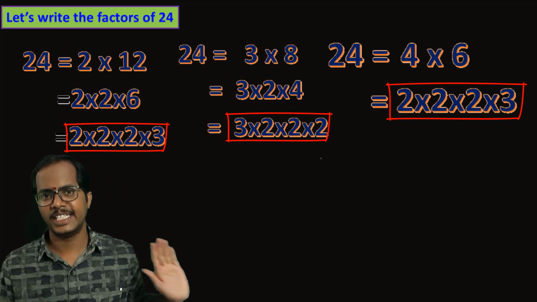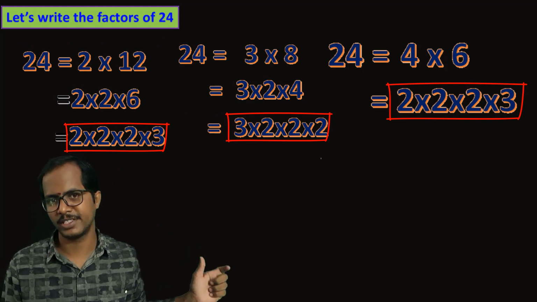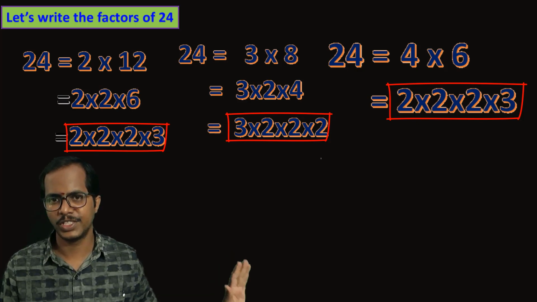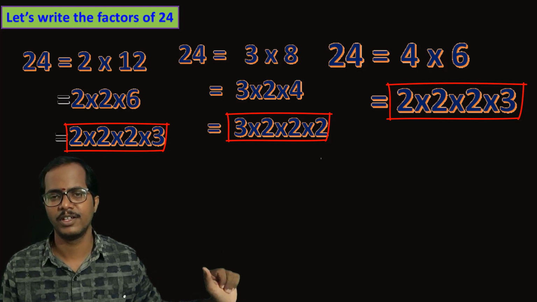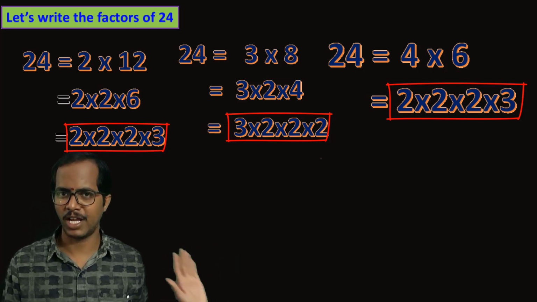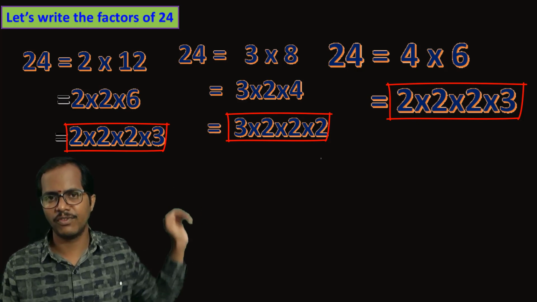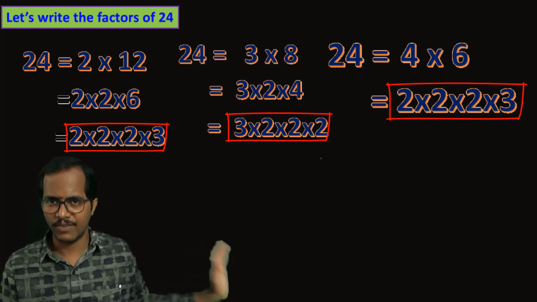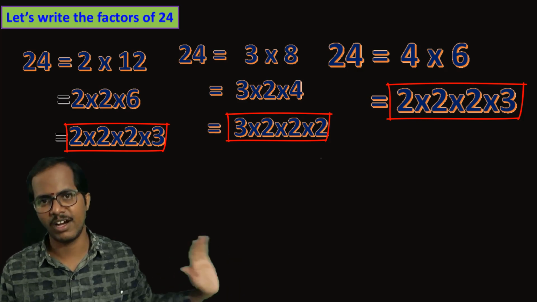Now in these three cases, the same 24 is prime factorized. In every case, we get the same prime numbers as its prime factors. Here we have 2 into 2 into 2 into 3, and in the next case we have 3 into 2 into 2 into 2, and in the next case we have 2 into 2 into 2 into 3. So in all these three cases, we have the same prime numbers as the factors of 24, except their order. That means 24, when expressed in its prime factors, we can express it in one and only one way. That is, we can write the same prime numbers as its factors, except their order.